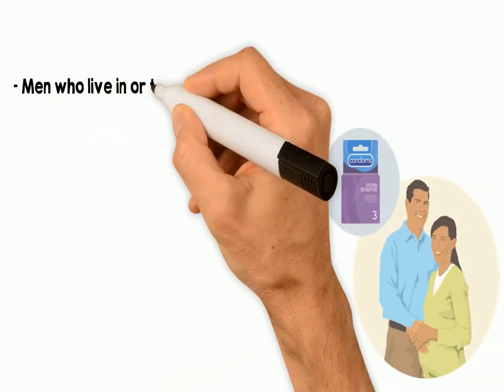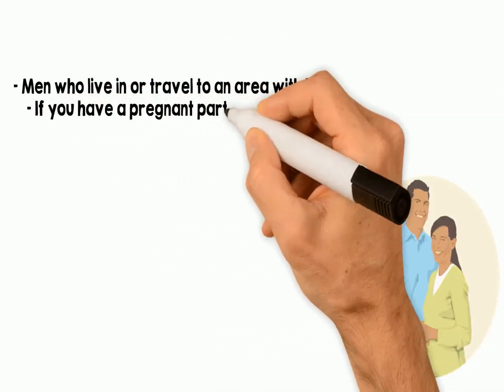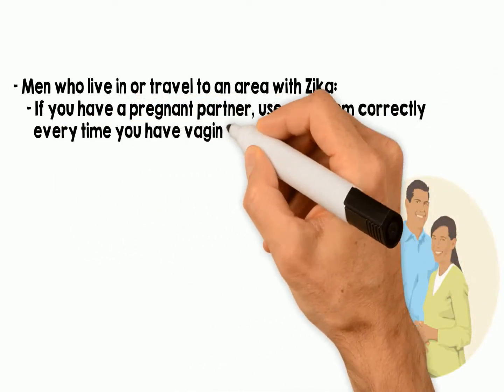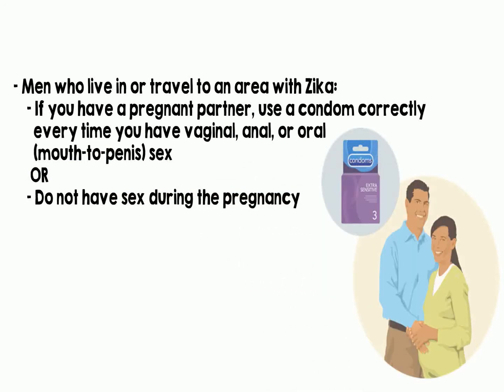Men who live in or travel to an area with Zika: if you have a pregnant partner, use a condom correctly every time you have vaginal, anal, or oral, mouth-to-penis sex. Or, do not have sex during the pregnancy.